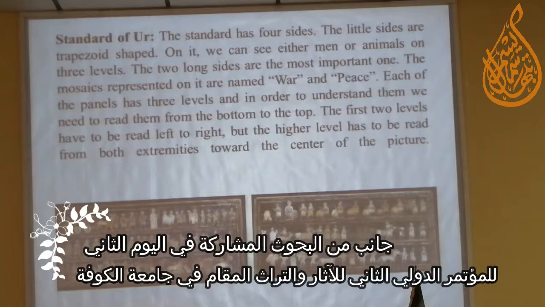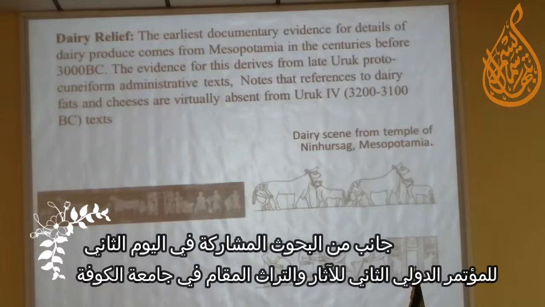The second figure, the Standard of Ur, has two faces. One face is about peace and the second is about war. In this figure we cannot see any person with a burden. The third figure, the dairy relief, is about making dairy, cheese or butter. We cannot see anyone exactly here, maybe a worker or someone special.